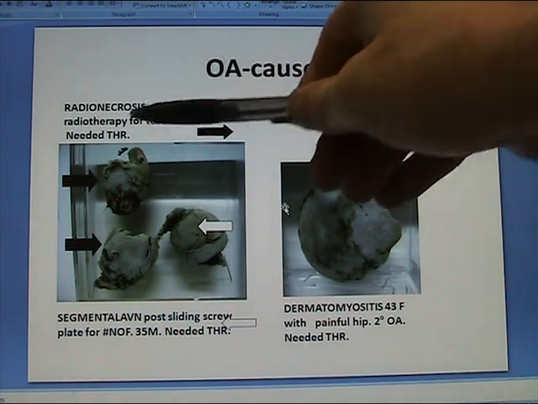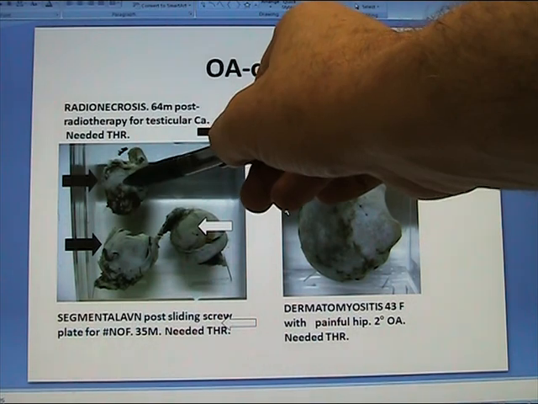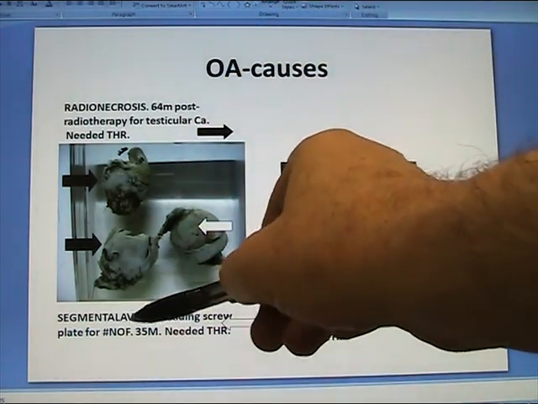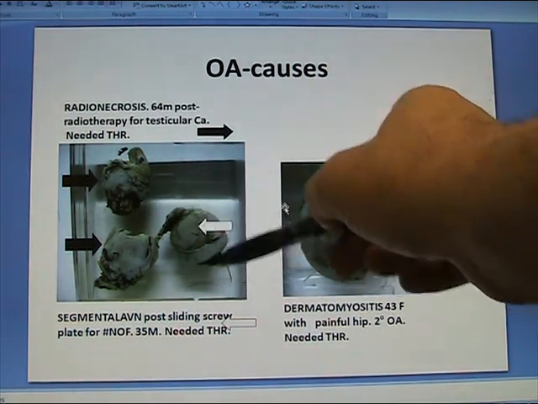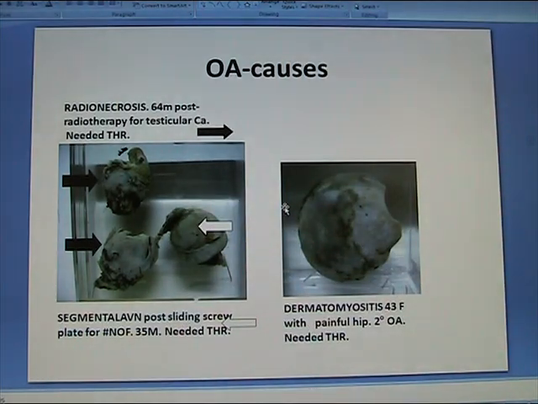Here's other causes. Death of the bone from radiation, testicular cancer, radiated testicles destroyed the bone, the scaffold, the cartilage collapses down. Or may collapse from a fractured neck of femur, sliding screw plate put in, the screw up the neck, destroyed the blood supply. The young man, 35, segmental AVN, destroyed the scaffold. The articular cartilage collapses down or swings around in the breeze and causes abnormal wear, early OA.